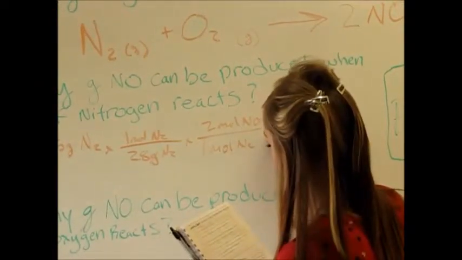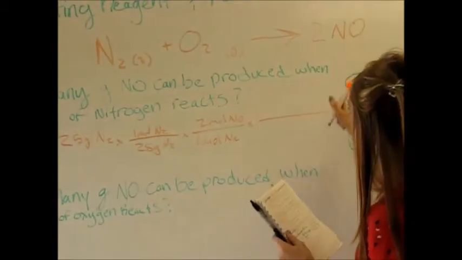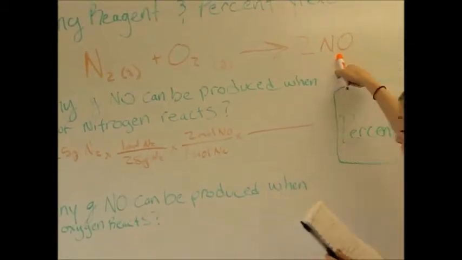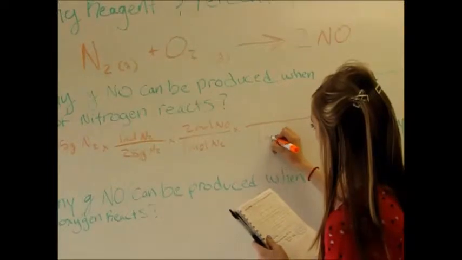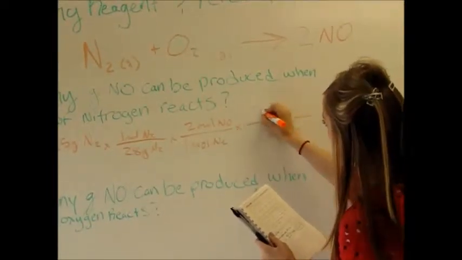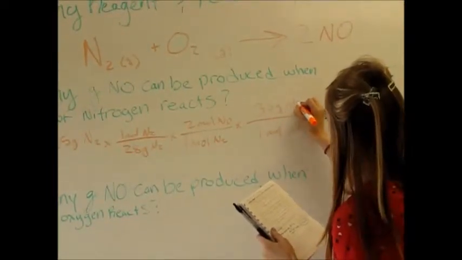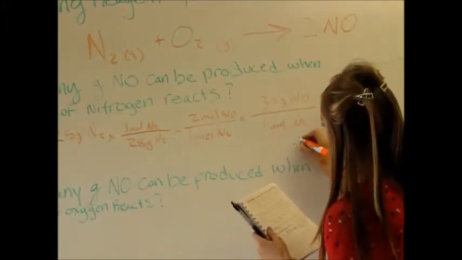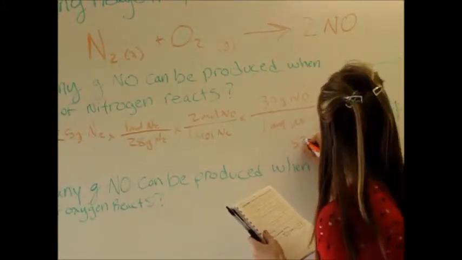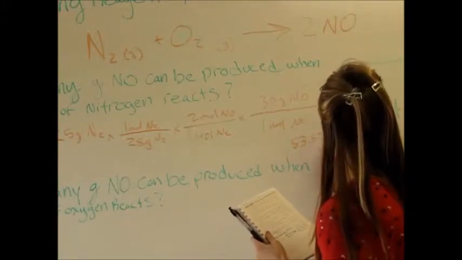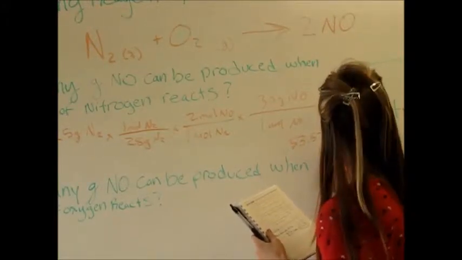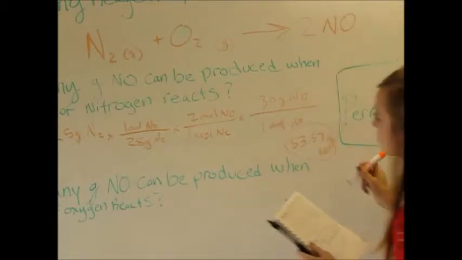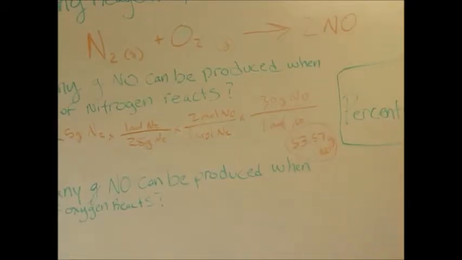And now we just have to solve for grams by finding how many grams are in 1 mole of NO. So 1 mole of NO equals 30 grams of NO. And when you calculate this out, you'll get 53.57 grams of NO that can be produced when 25 grams of nitrogen reacts.